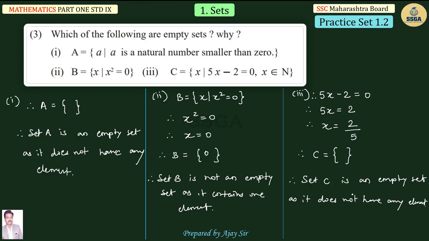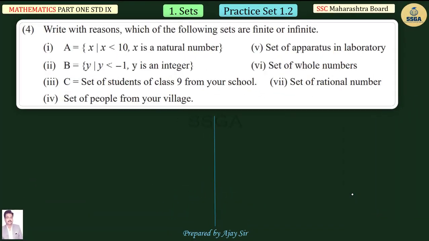Let us start the fourth question. Write with reason which of the following sets are finite or infinite. Here there are 7 sub questions and we have to find out which set is finite or infinite. Some sets are given in rule method. First you have to convert them into list form, and if it is countable, then we will say that yes, it is a finite set. If it is uncountable, then we will say that it is an infinite set. So let us start the first one.